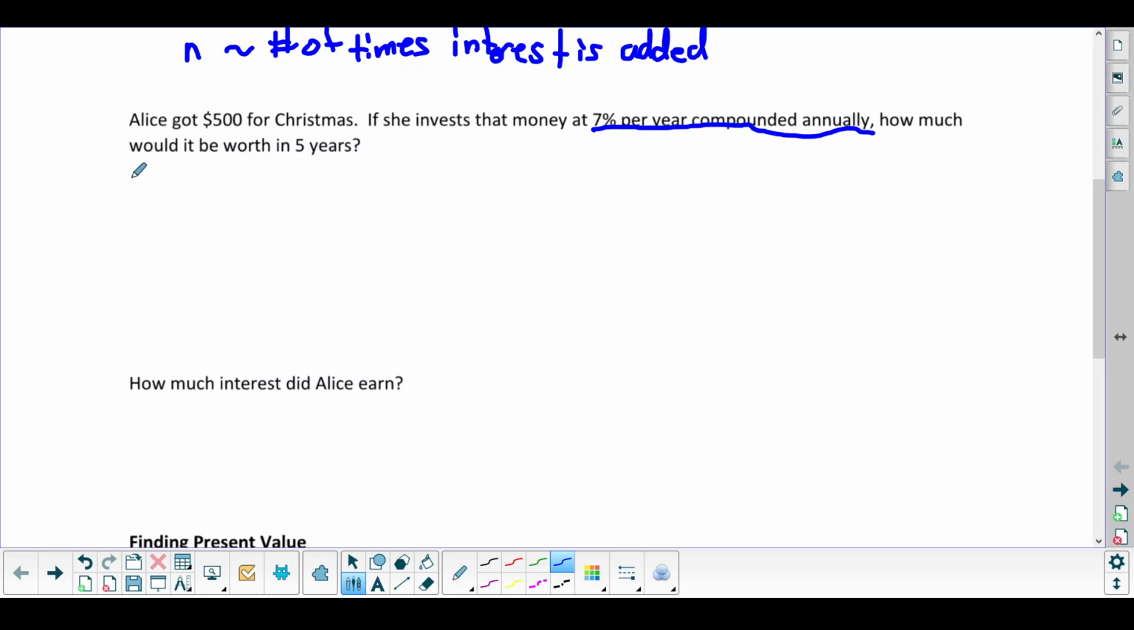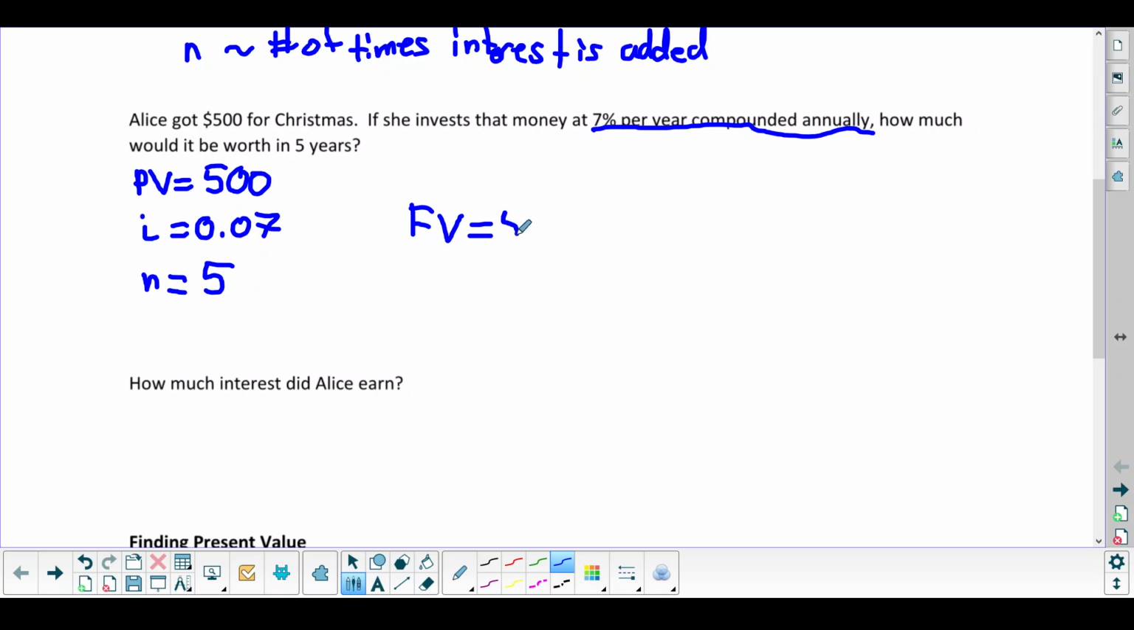So let's go through our values here. Our present value is the value of our investment at the beginning. So $500 is how much Alice wants to put away. Our interest rate is our percent as a decimal, 0.07. You could always just divide by 100 to get the decimal whenever you see a percent sign. And n is the number of times interest is calculated, and over 5 years it would be calculated 5 times because it's compounded annually. And we calculate the future value, which would be the value at the end of the investment.